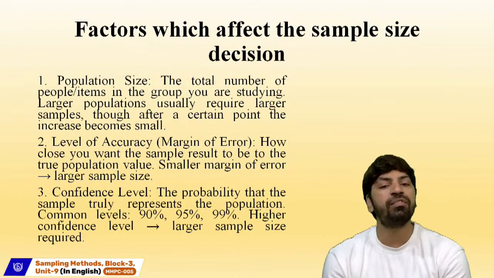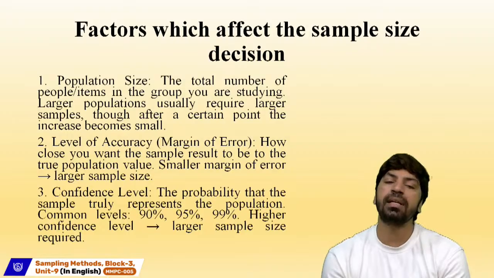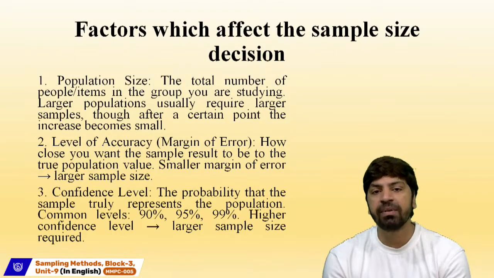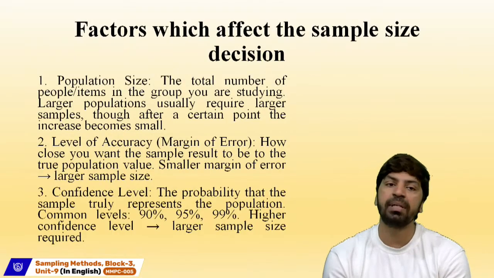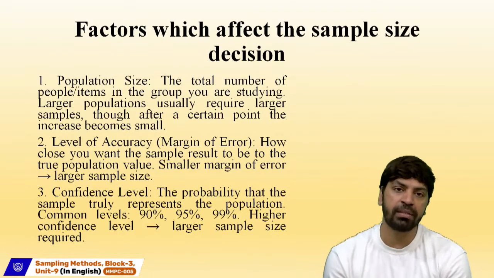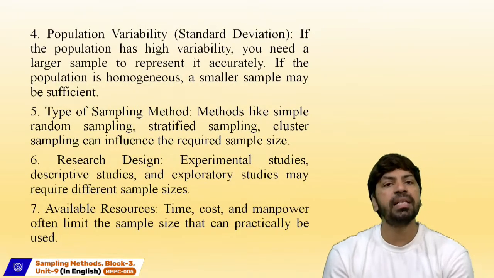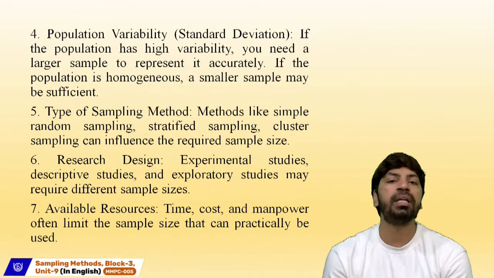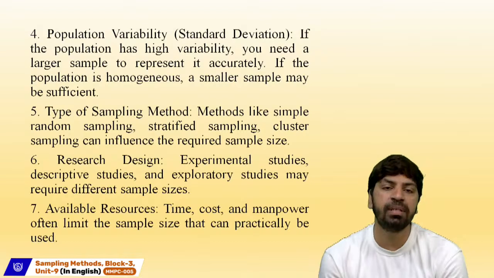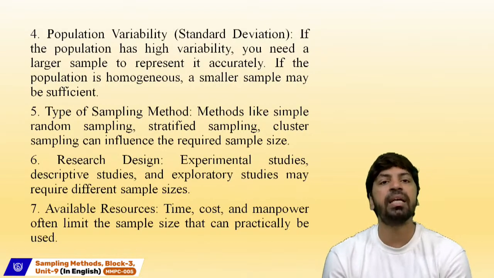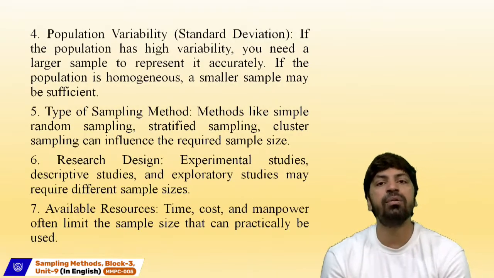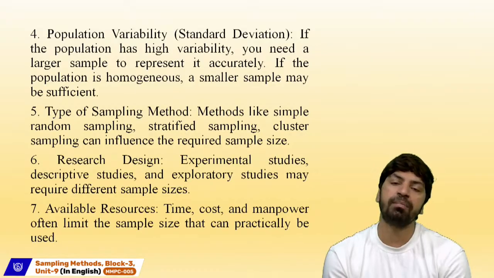The next is the confidence level, the probability that the sample truly represents the population. Common levels are 90%, 95%, 99%. So the higher the confidence level, the larger the sample size required. The next factor is population variability, that is, standard deviation. If the population has high variability, the researcher needs a larger sample to represent the population accurately. If the population is homogeneous, a smaller sample may be sufficient.